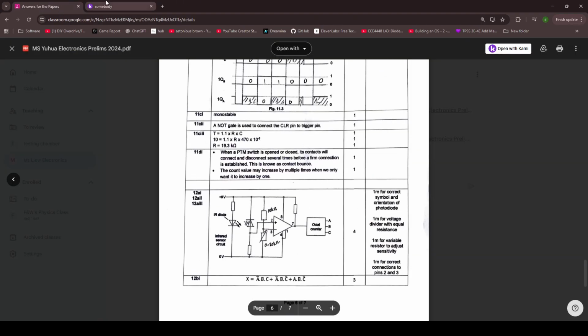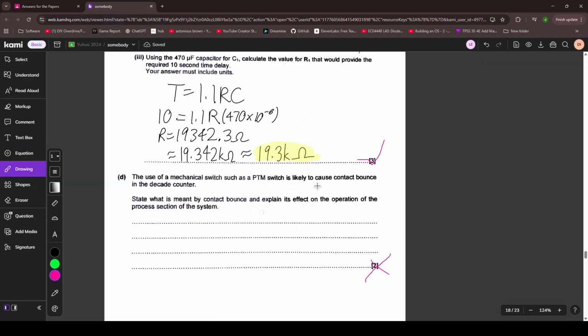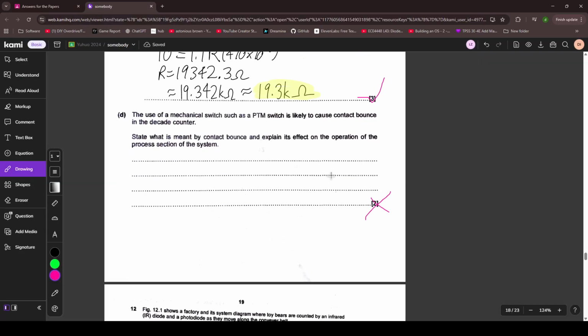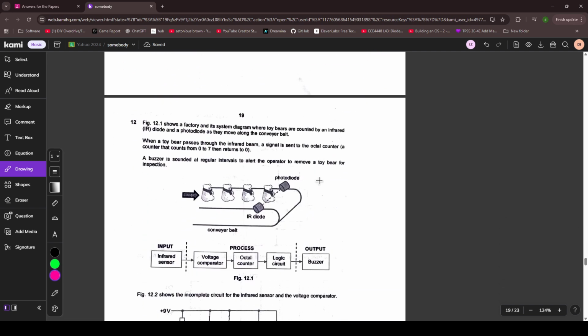Okay, how does the answer key say it? So when the push to make switch is opened or closed, its contacts will connect and disconnect several times before a firm connection is established. This is known as contact bounce. The count value may increase by multiple times when we only wanted to increase by 1. Yep, perfectly said. I mean, directly lifted from the textbook, but perfectly said. Let's move on.